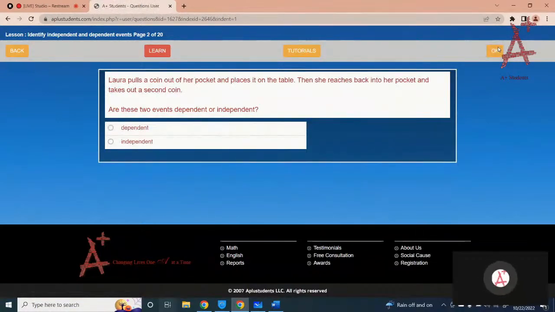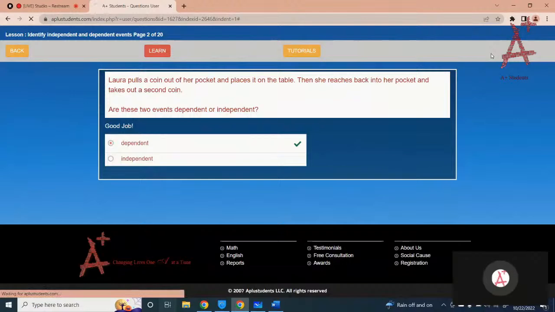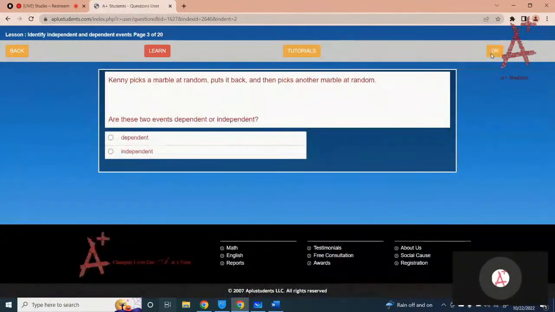Okay, Laura pulls a coin out of her pocket and places it on the table. Then she reaches back into her pocket and takes out a second coin. Are these two events dependent or independent? They are dependent. Got it? Because she selected one coin first and then selected another coin. So she could not select the one she selected earlier again. That means they are dependent. Got it?